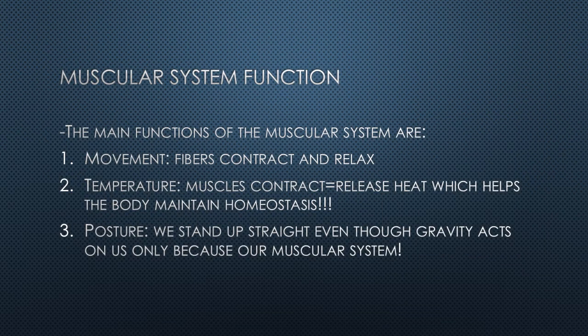The main functions of the muscular system are the following: movement, temperature, and posture. So fibers in our muscles contract and relax to allow for movement. Muscles contract, and that equals releasing heat, which helps the body maintain homeostasis. So remember, homeostasis is a balance within all of the systems. If the temperature is out of whack, then there's not going to be homeostasis within the body. There's not going to be balance if parts of the body are too hot and parts are too cold.